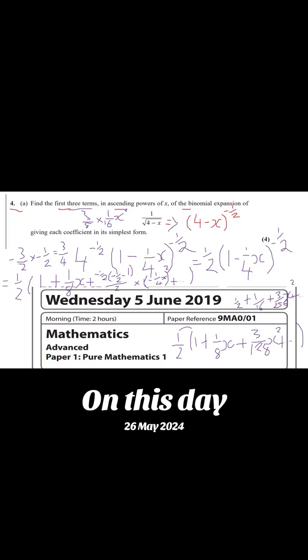If you're interested in the range of values, remember that we want the modulus of ax to be less than 1 to find the range of values for which the expansion is valid. So the modulus of x is less than 4. The expansion is valid when the modulus of x is less than 4, or when x is between minus 4 and 4.